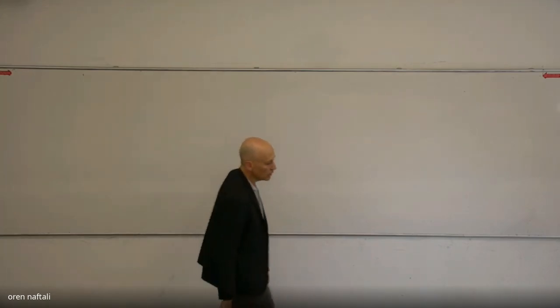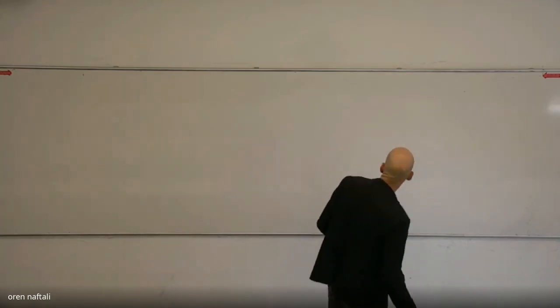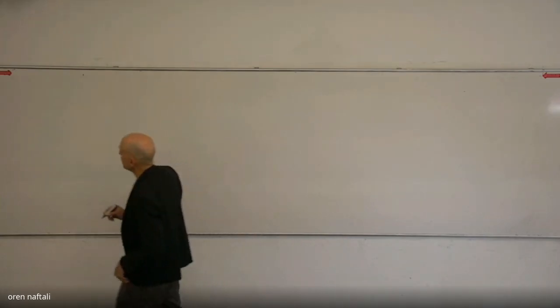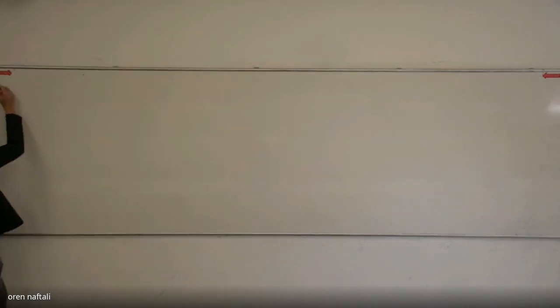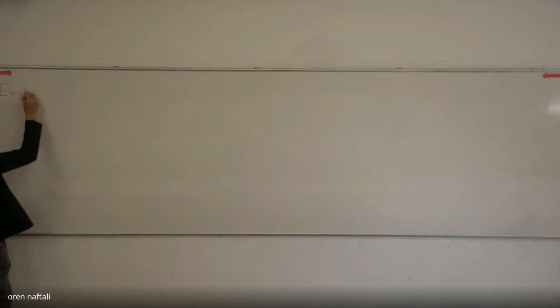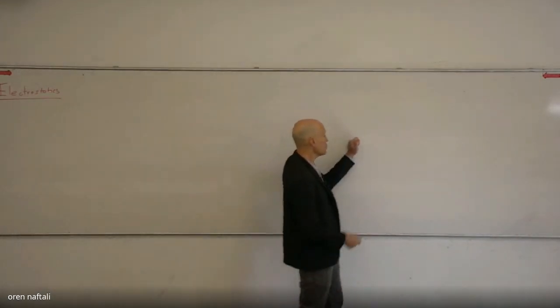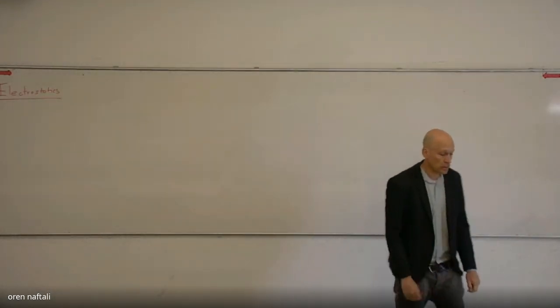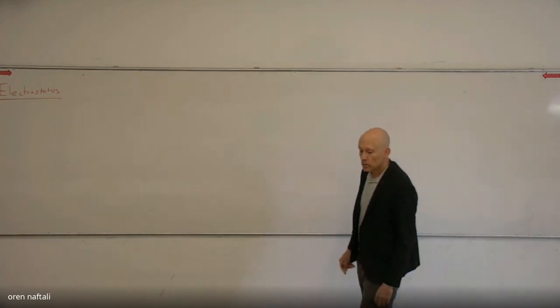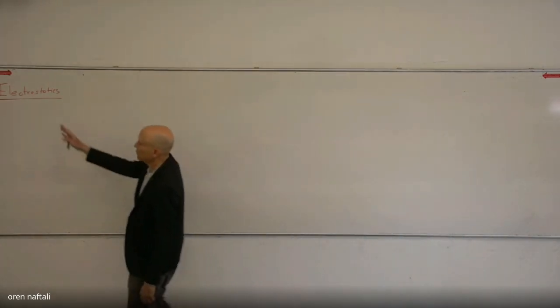So let us start. So electrostatics. What is electrostatics? I have charges that are fixed in space. I take a nail, I have a charge, I nail it to the wall and it does not move. That means it is static, it's not moving.